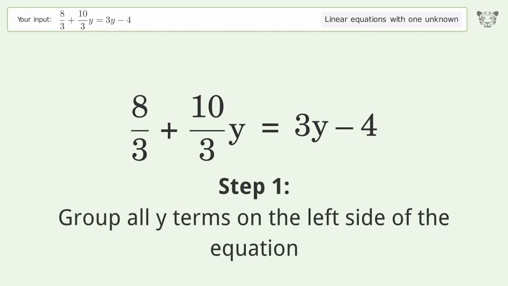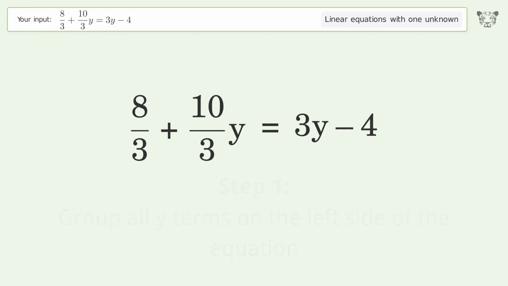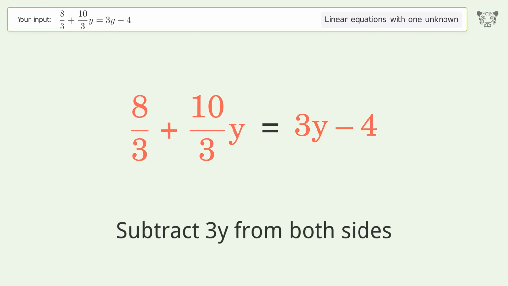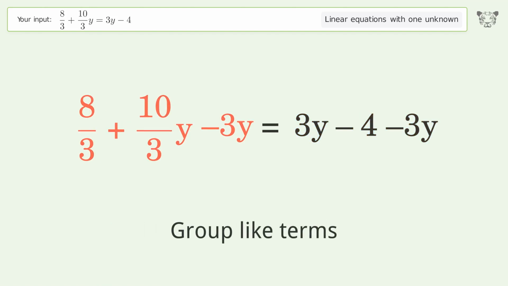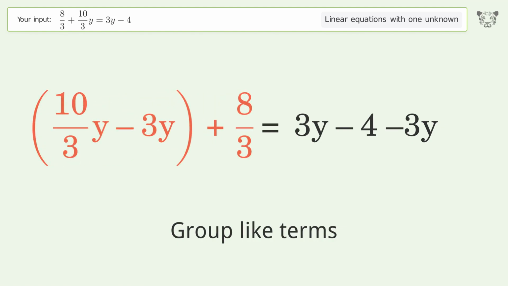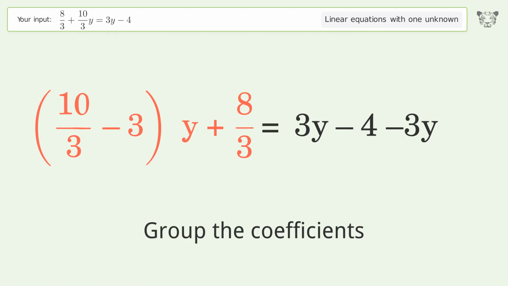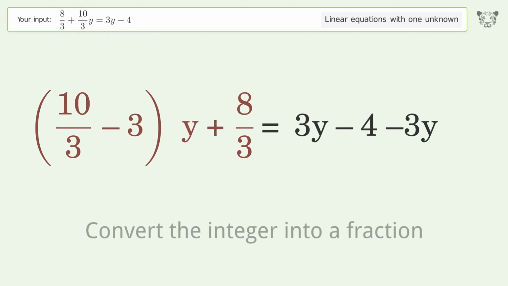Group all y terms on the left side of the equation. Subtract 3y from both sides. Group like terms. Group the coefficients. Convert the integer into a fraction.